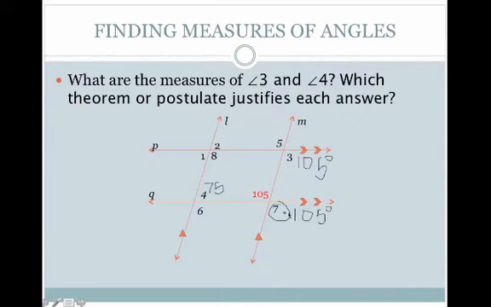Or you could have looked at it as 7 and 6 are corresponding, because they're in the same spots with lines L and M being your parallel lines and Q being your transversal. So 6 would have to be 105, and then 6 and 4 have to be 180 because they're a linear pair. And we could go through and find the measures of all these other angles too, but we just wanted to find 3 and 4.